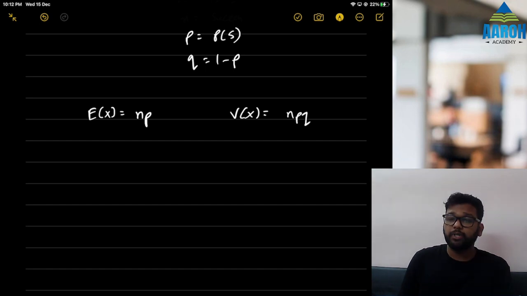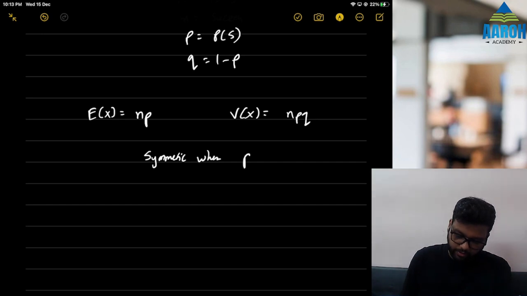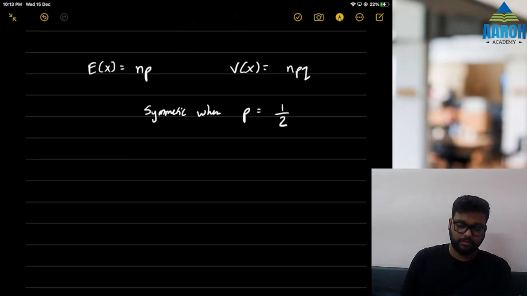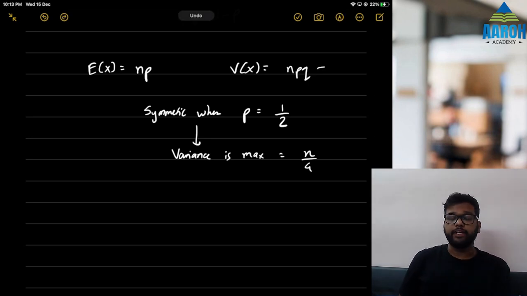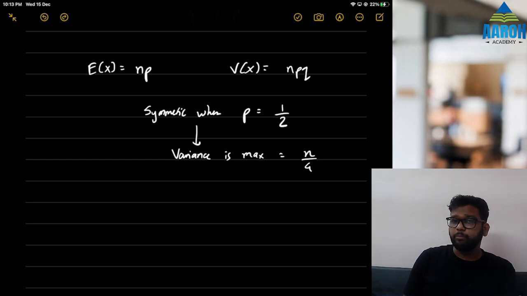npq. Binomial distribution is symmetric when p is equal to 0.5. Correct. p is equal to q. And when it is symmetric, then its variance is maximum, which is equal to n by 4, because it will be n into half into half. Fine. Again, this is something worth remembering from an MCQ point of view. So its variance will be n by 4 and it will be maximum when it is symmetric.